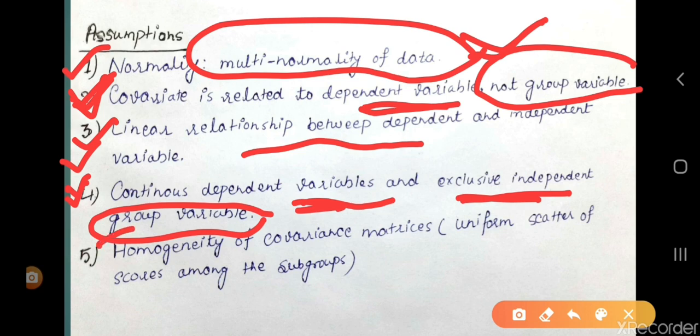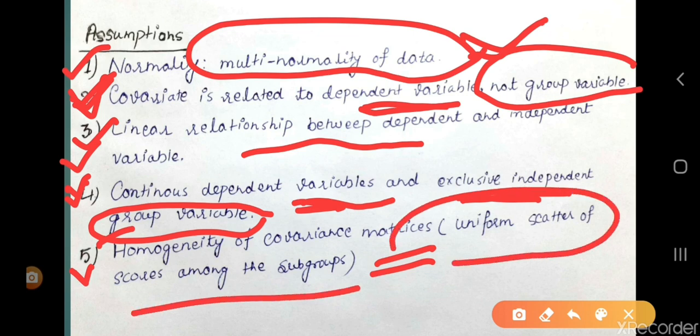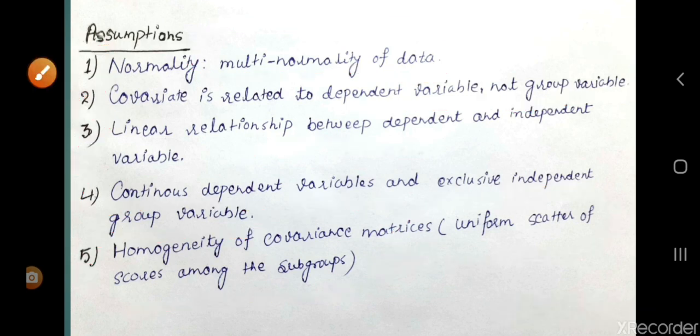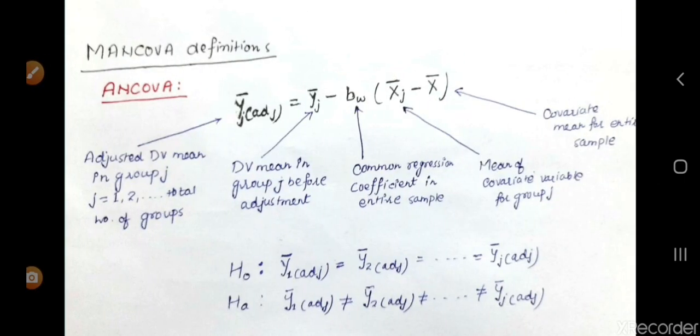Fifth assumption is homogeneity of covariance matrix, meaning the variances and covariances are equal. There is uniform scattering of scores among subgroups. Okay, so these are the assumptions of MANCOVA.